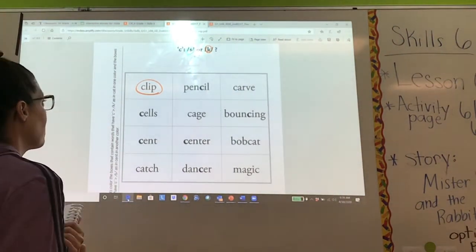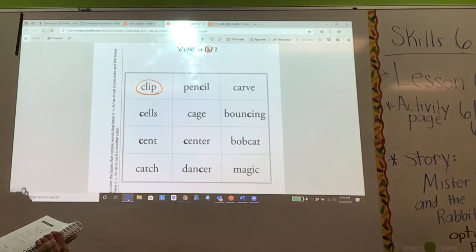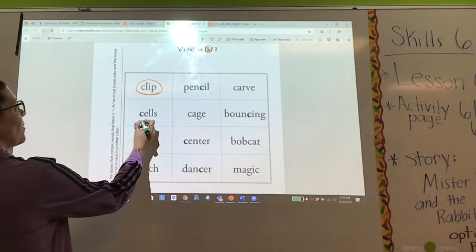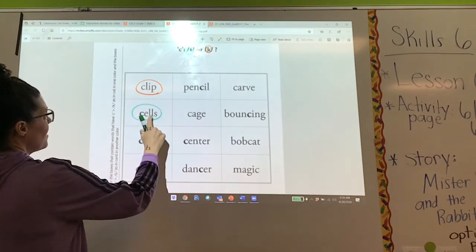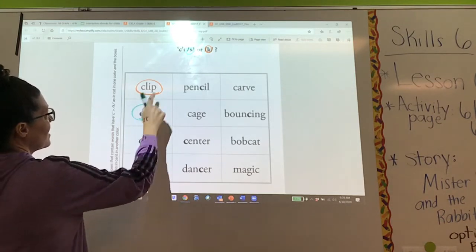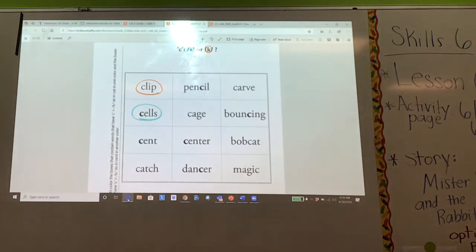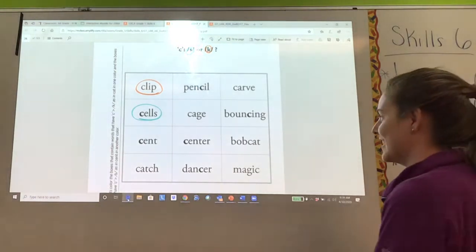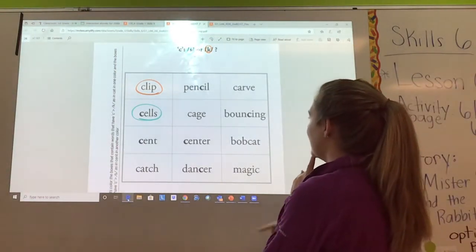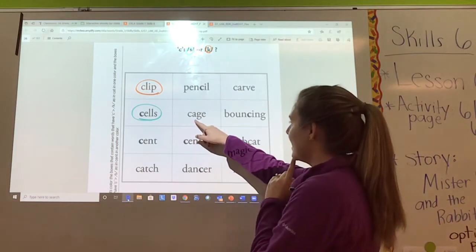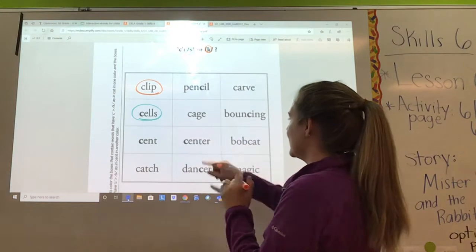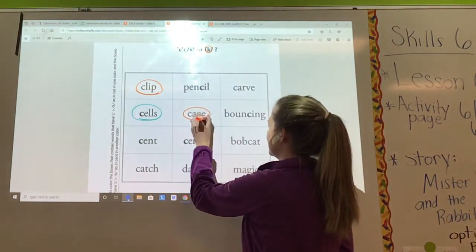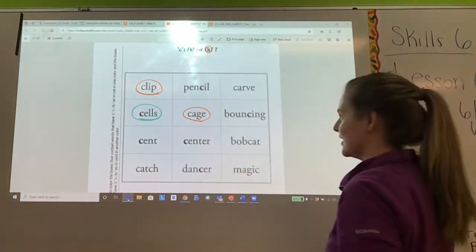I might treat it like bingo because I see a word. Just in case, I'm going to block it. Cells. Well, if we're going to play it like that, I see age, because that E makes the A go A. Age. Sounds like a cake. Age.